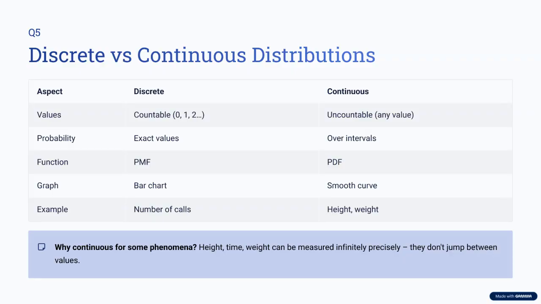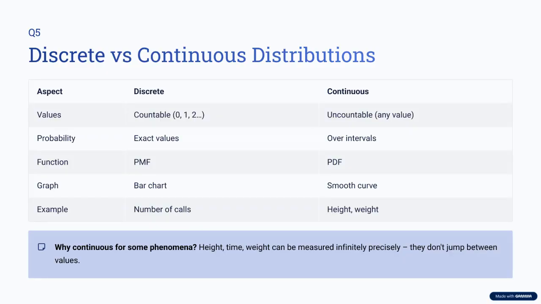Why are some phenomena better modeled as continuous? Take height. You can measure it more and more precisely. 165 centimeters, 165.1 centimeters, 165.12 centimeters, 165.123 cm. There is no limit to the precision.